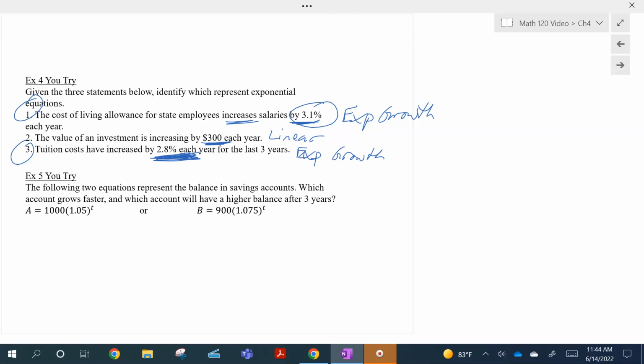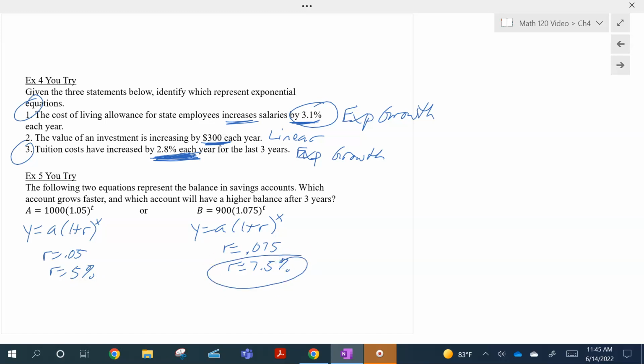So let's look at these. y equals a times 1 plus r to the x. So what would our r be? 1 plus r equals 1.05, so r has to be 0.05 here, so your growth rate is 5% on this one. Over here, 1 plus r equals 1.075, so the r ends up being 0.075 more than 1, so 7.5%. This one was 5%. So which one grows faster? The second one grows faster.